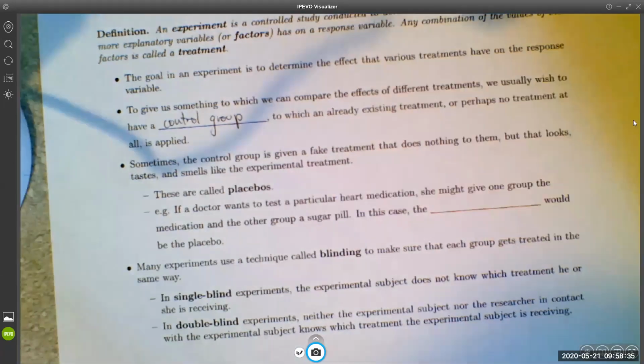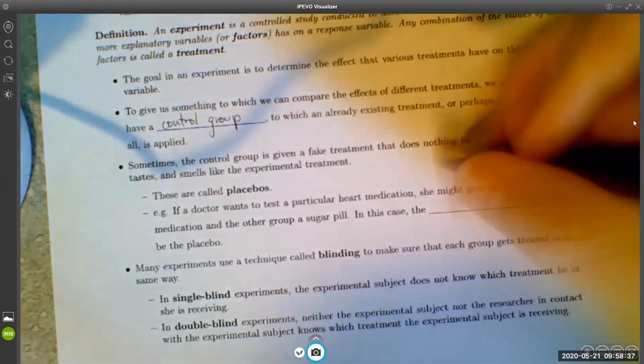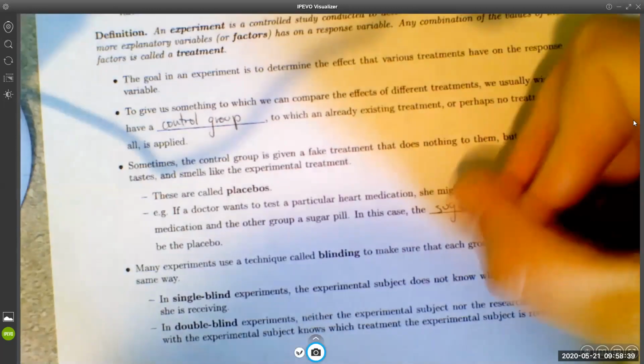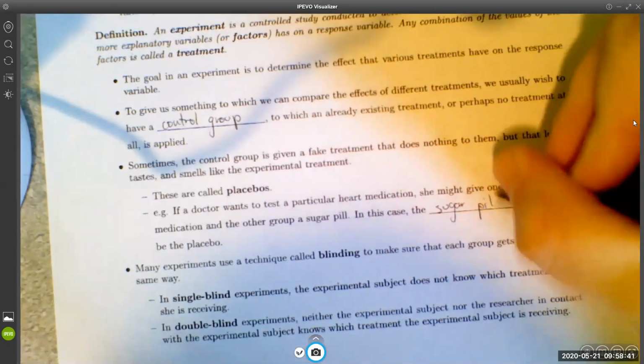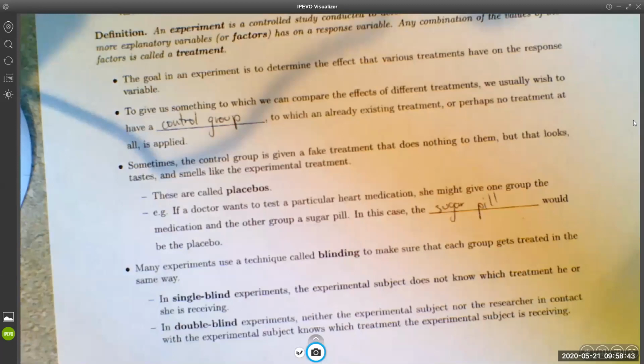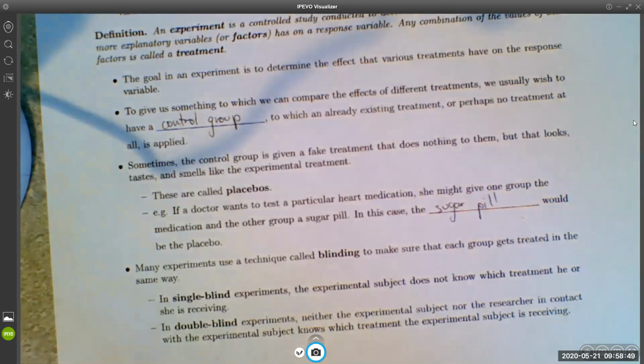In this case, the sugar pill would be the placebo. And here's why it's important that you trick people into thinking that they're receiving the real treatment, because let's say that in this particular study, the doctor wants to know if her patients are going to experience headache as a side effect of taking this heart medication.